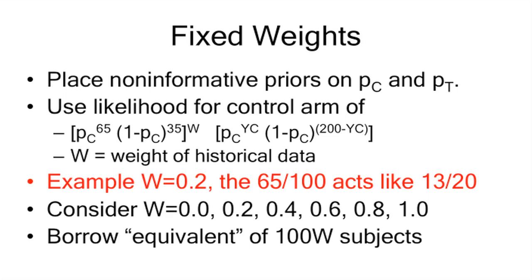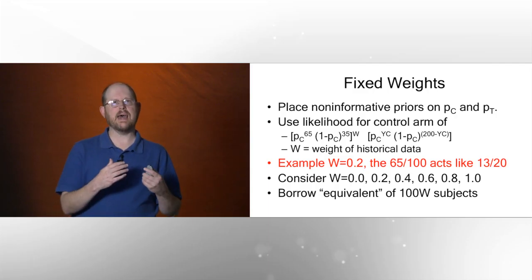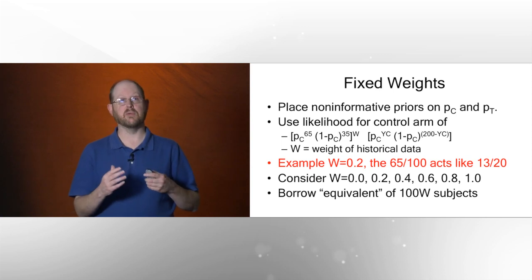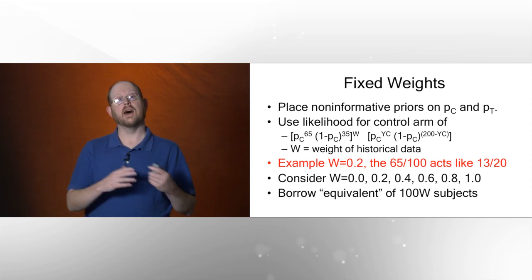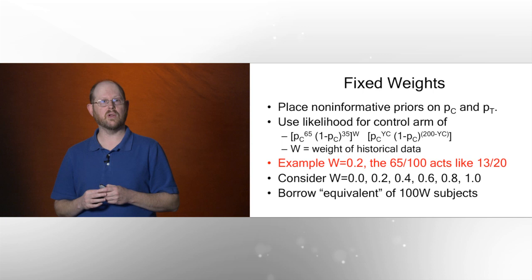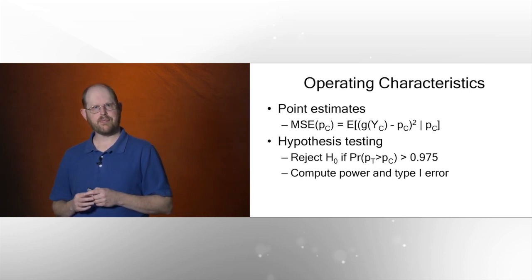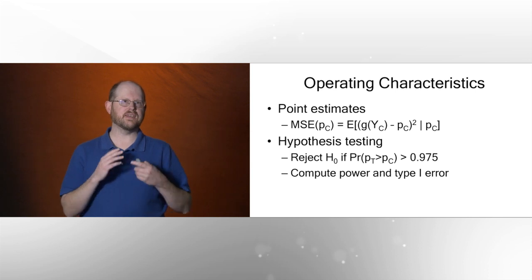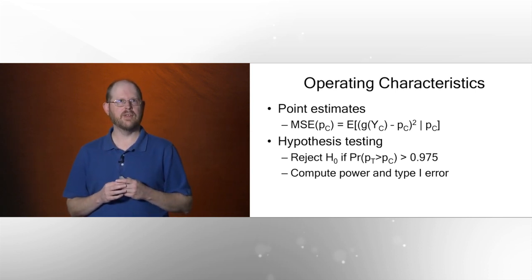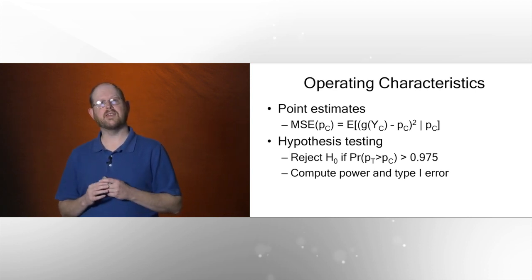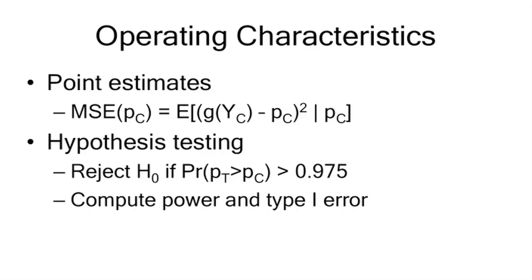So I'm going to talk about what happens if you do this for W equals 0, ignore history, up to W equal to 1 where you pool, and then I'll also show what happens for a single arm trial. I'm going to do this in the context of the operating characteristics of the trial. I'm going to talk about the point estimates, the mean square error. I'm also going to talk about this in the context of hypothesis testing.